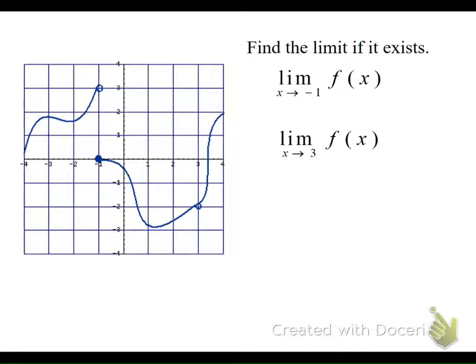Okay, how about the limit as x approaches 3? Well, from the left, we're approaching -2. From the right, we're approaching -2. Since the left and the right are meeting in the same spot, even though there's a hole there, the limit as x approaches 3 does exist, and it's the height. Remember, a limit is the height, the y-coordinate. Okay, now, would this answer change?